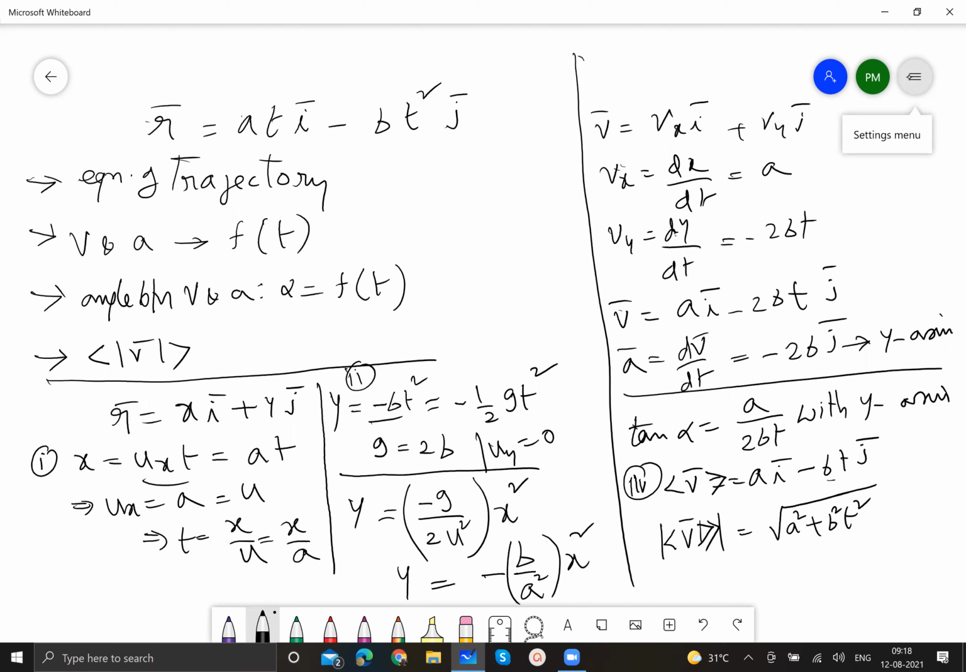A point moves in the xy plane according to the law x is equal to a sine omega t and y is equal to a into 1 minus cos omega t, where a and omega are positive constants.